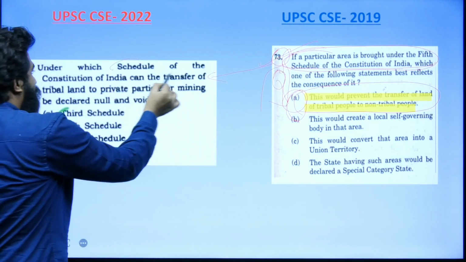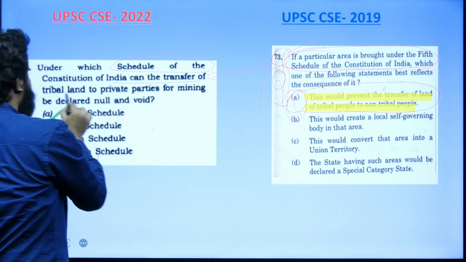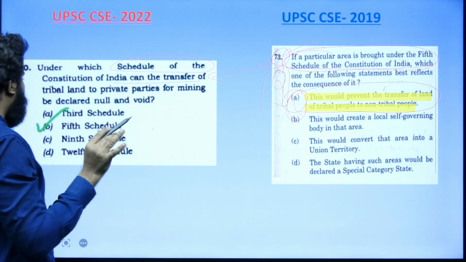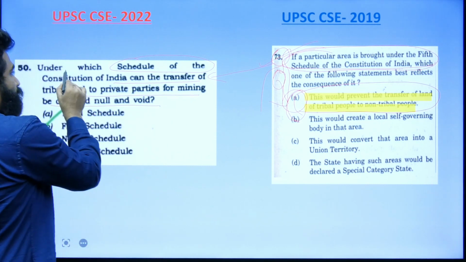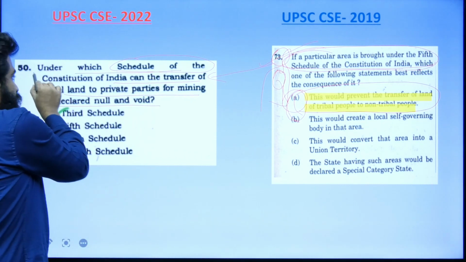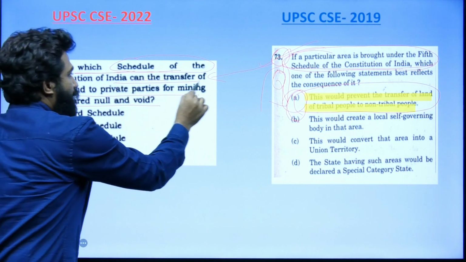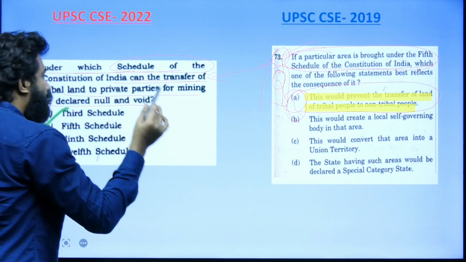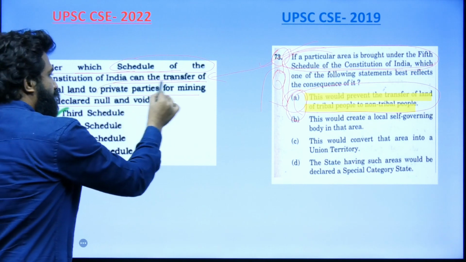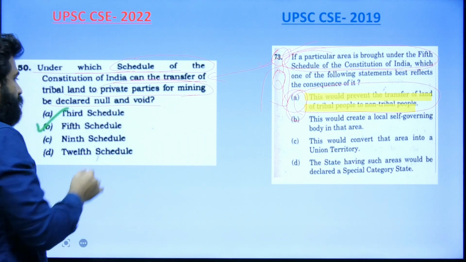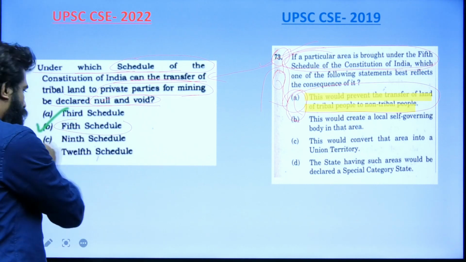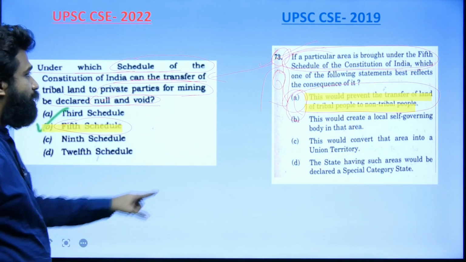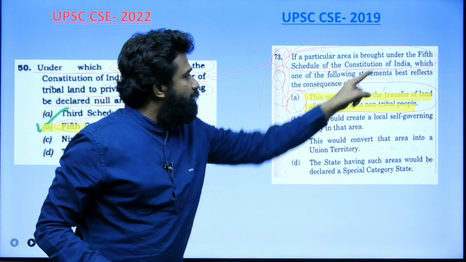Under the 5th schedule of the Constitution of India, can the transfer of tribal land to private parties for mining be declared null and void? Under which of the following schedules is the transfer of tribal land to non-tribal people, that is private parties, declared to be null and void, especially in a mining area? This is under the 5th schedule.